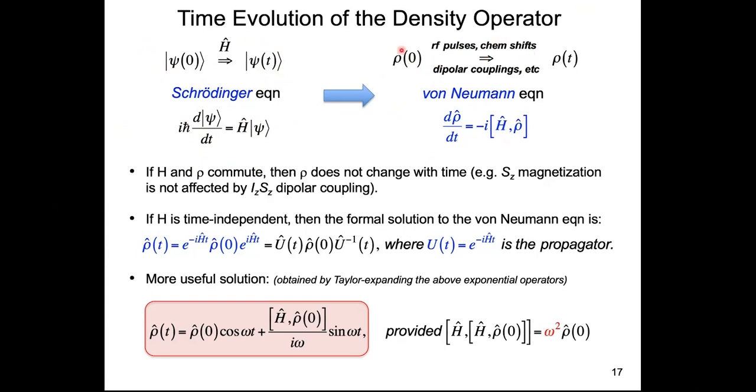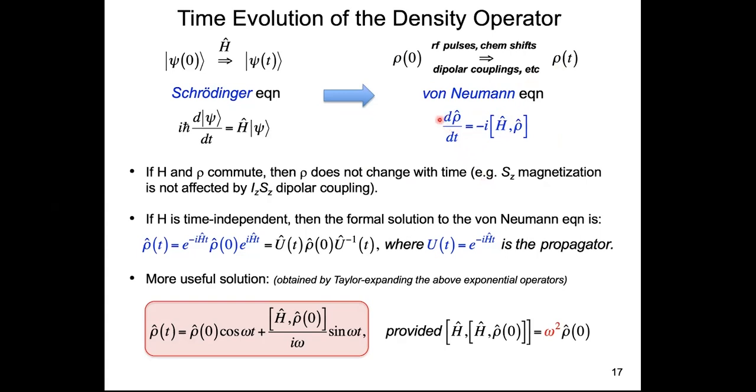If you now think in terms of density operators for your ensemble of states, then the corresponding equation to the Schrodinger equation is the von Neumann equation, and it's exactly equivalent to the Schrodinger equation. d rho dt equals minus i, and then you have this square bracket, the commutator between the Hamiltonian H and rho. In other words, you have to think about H rho minus rho H. You have to write it out from that. So this is the guiding equation that tells you how your density operator will change in time as you apply pulses.